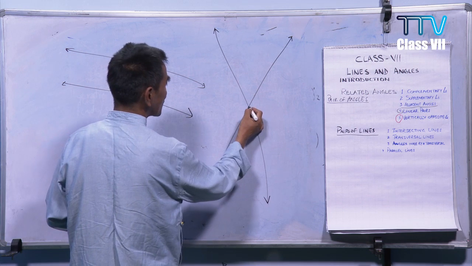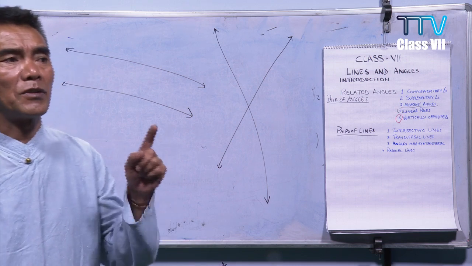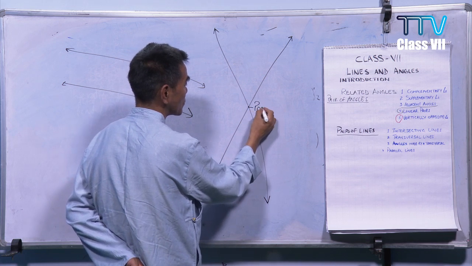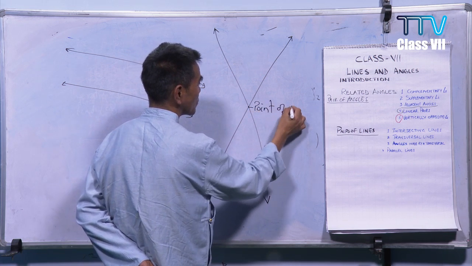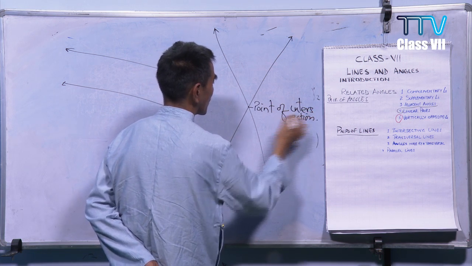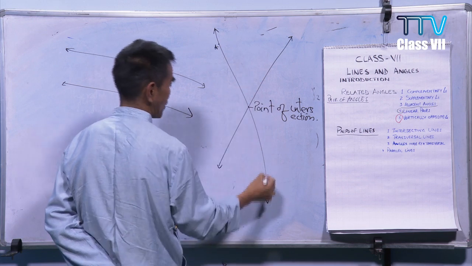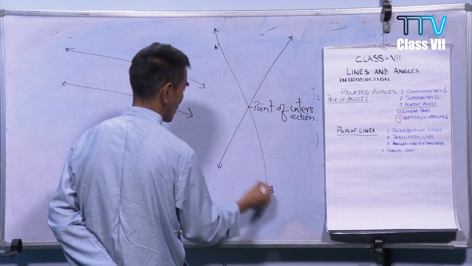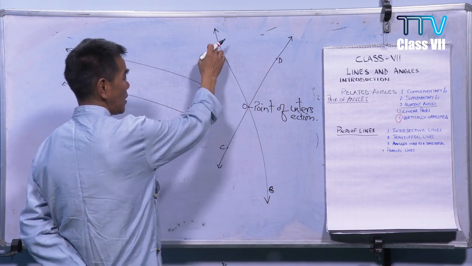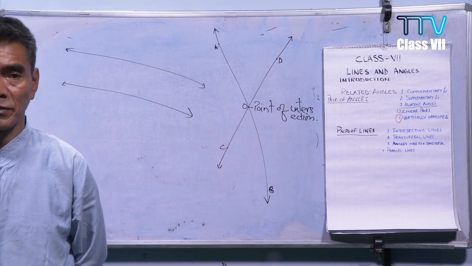They are intersecting lines. Two lines meet at a point, they are intersecting lines, and that is the point of intersection. Let's call these lines A, B, and capital letter C. Line A, B, and line C intersect at point O. These are intersecting lines.